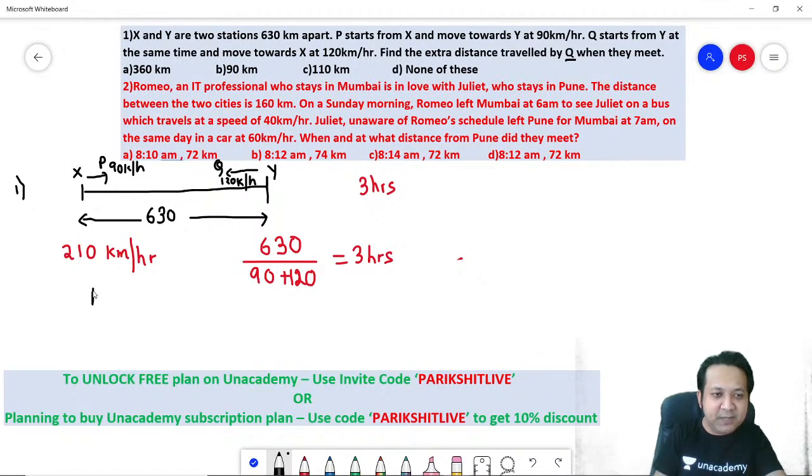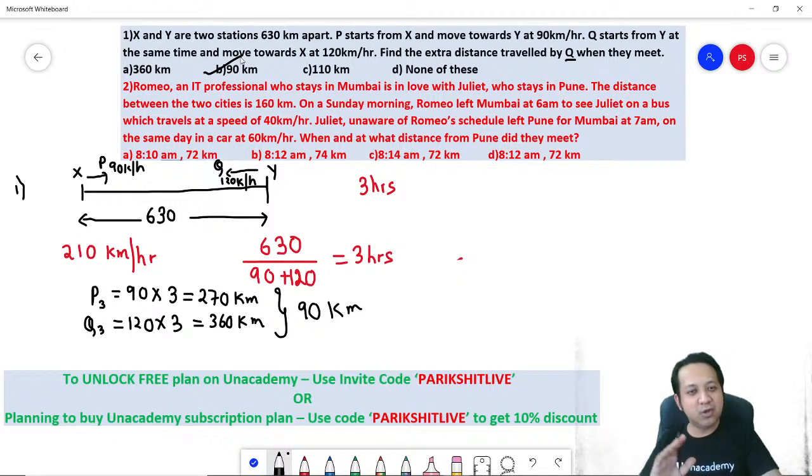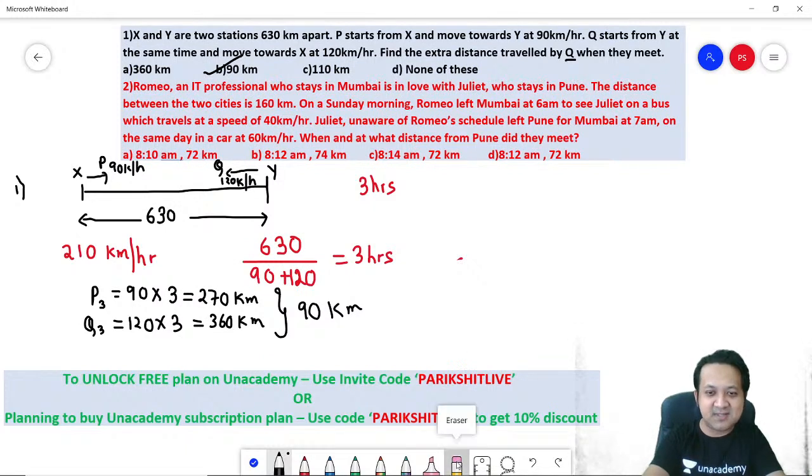How much distance does P travel in 3 hours? Remember, P's speed is 90 kilometers per hour. So in 1 hour P travels 90, and in 3 hours, P would have traveled 270 kilometers. What about Q? Q in 1 hour travels 120 kilometers. So in 3 hours, Q would have traveled 360 kilometers. So what is the extra distance traveled by Q? 360 minus 270, which is 90 kilometers. The answer for the first one is 90 kilometers. Got it? I hope you understand. If you have a doubt, you can always post it in the comments.